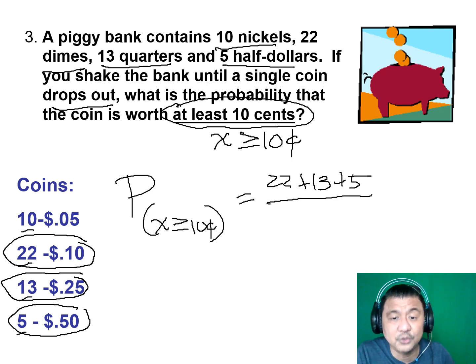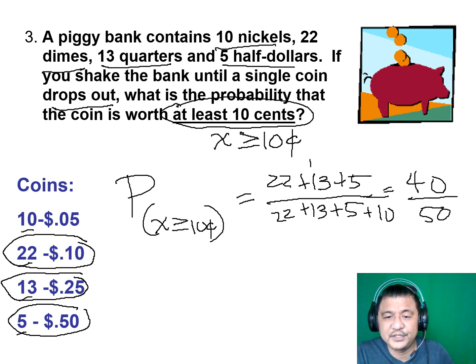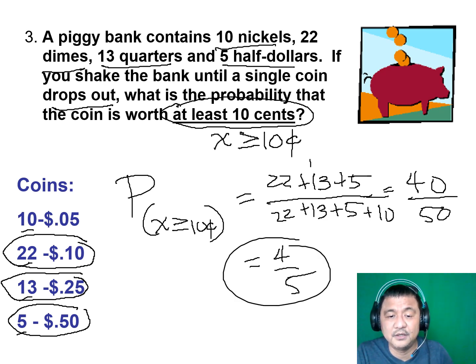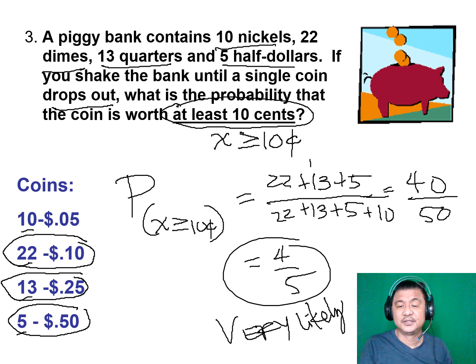Over what? The total. What's the total? All of them. 22 plus 13 plus 5 plus another set of 5 cents coins. There you go. All right, so let's add the top. That's going to be 5 plus 5, 10, carry 1, to 40 coins over a total of 50 coins. 40 out of 50 is 4 out of 5. The probability of the coin being at least 10 cents is 4 out of 5. Very likely, right? Because it's greater than half, greater than 50%.